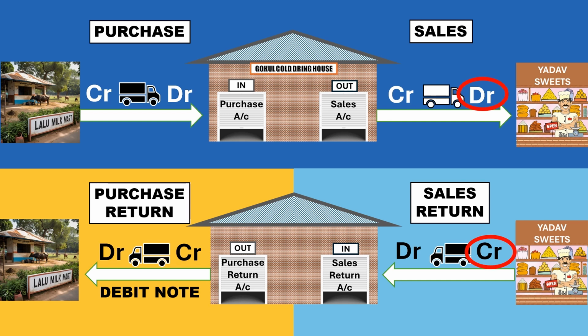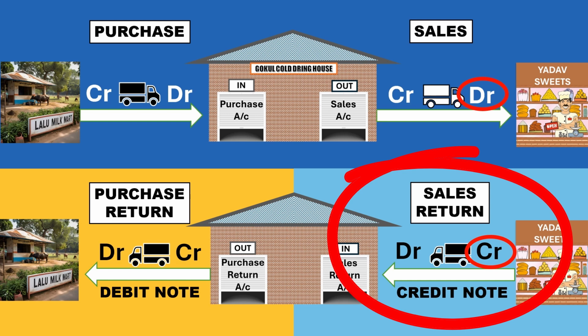So we can say that since we had to credit the ledger of Yadav Sweets, we entered a credit note voucher. Remember, the transaction of sales return is recorded using a credit note. Aarti, please repeat. Sales return is equal to credit note. Sales return is equal to credit note.